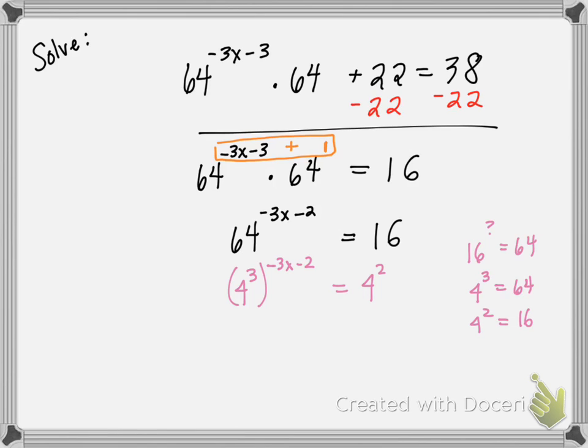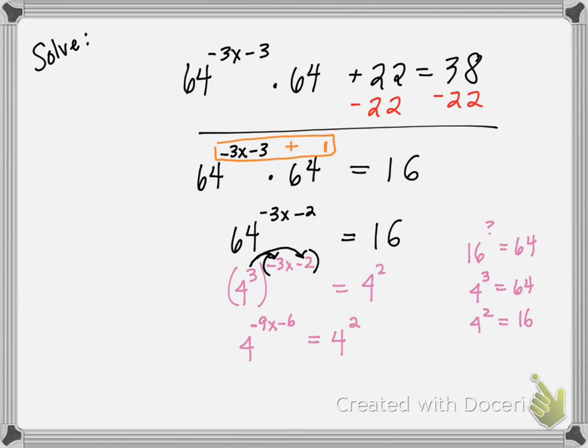So we do need to create one single exponent on the left side. If you have an exponent raised to an exponent, the rule is you multiply. You have to be careful though when you multiply because negative 3x minus 2 has two terms. So you're distributing the negative 3 to both of those terms when you multiply. On the left-hand side, I have 4 raised to the 3 times negative 3x is negative 9x, and 3 times negative 2 is negative 6, and that's equal to 4 to the second power.